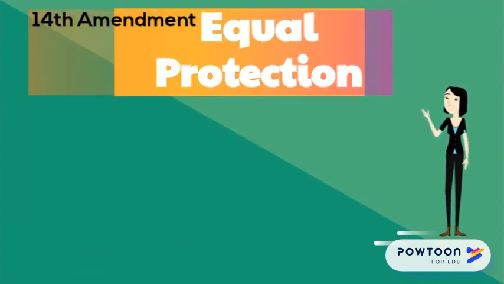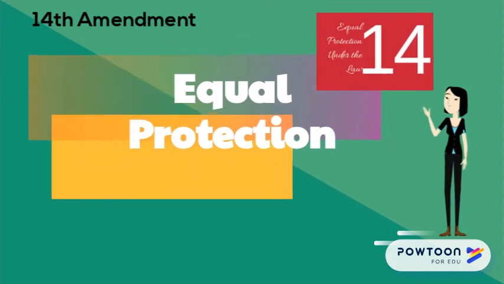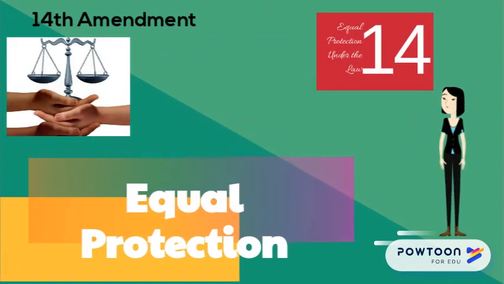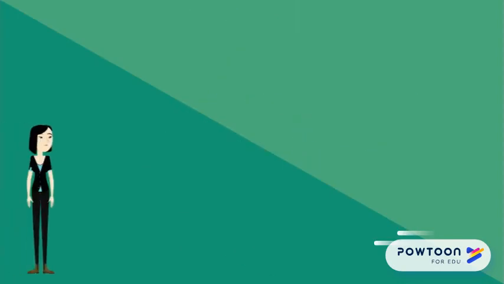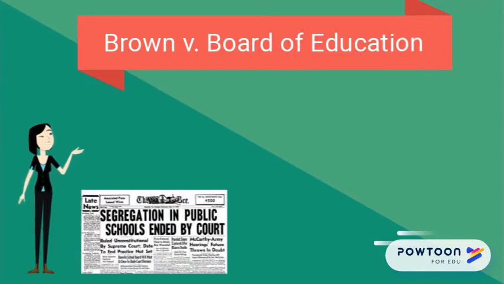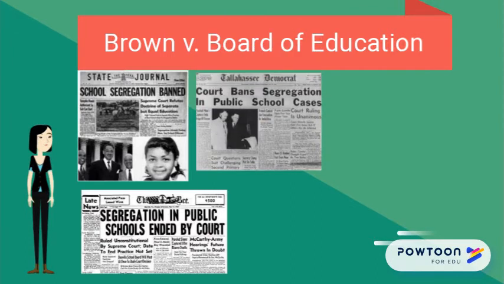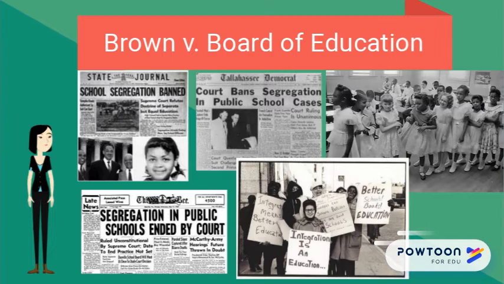The 14th Amendment brought equal protection. The Equal Protection Clause of the 14th Amendment clearly requires that all American citizens be treated equally by the law. This is important for education. However, the 14th Amendment's importance to education was not realized until 1954 and Brown versus Board of Education. It was this landmark case in which the Supreme Court ruled that separate but equal standards were unconstitutional.